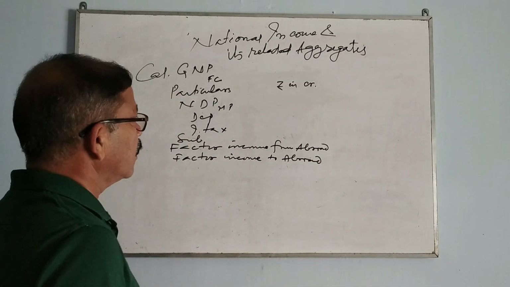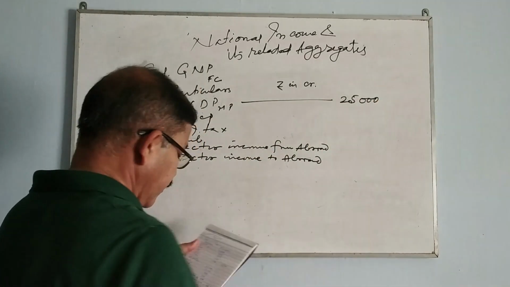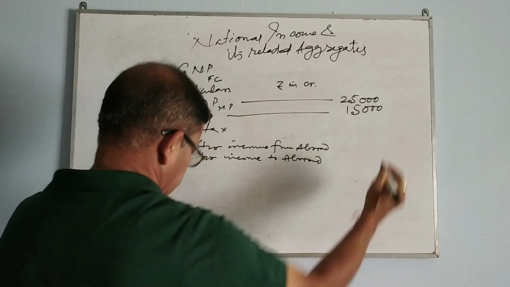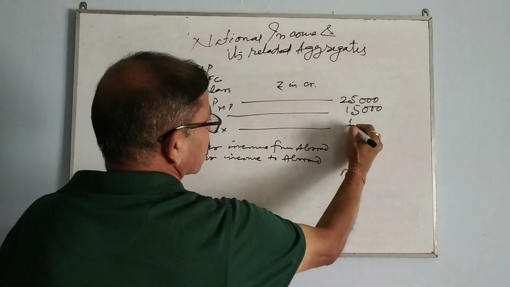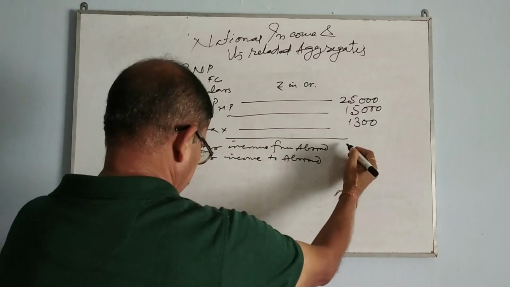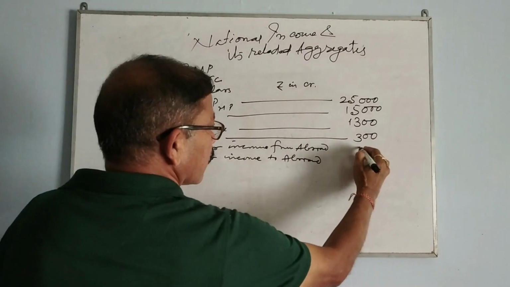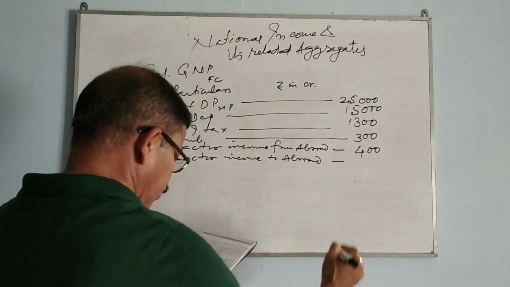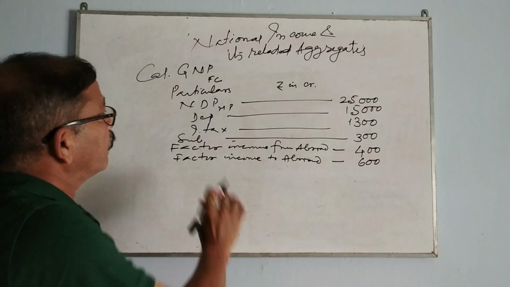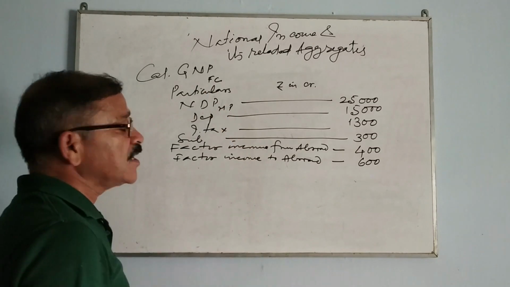This is the numerical. What is NDPMP? Here 25,000. Depreciation 15,000. Indirect tax 1,300. Subsidy 300. Factor income from abroad 400. Factor income to abroad is 600. Okay. So what is it that you have to calculate? You have to calculate GNPFC.